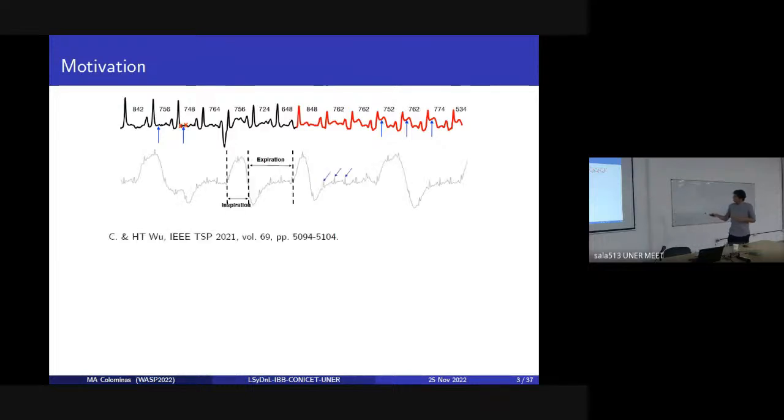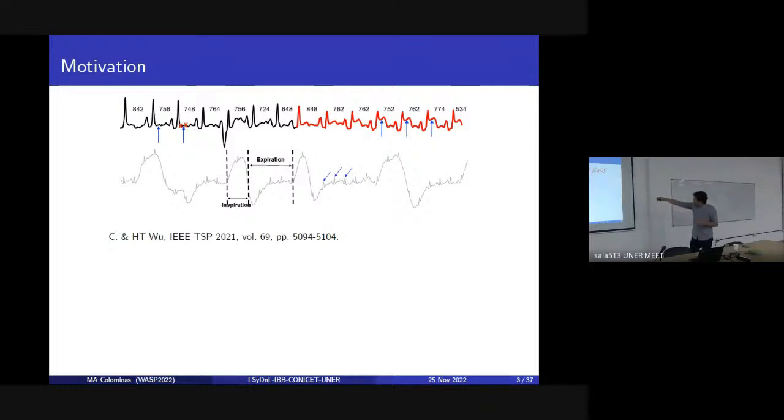And a final example for the motivation is this impedance pneumography signal, okay, where the goal of this signal is recording respiratory activity, and we can see here inspiration and expiration.